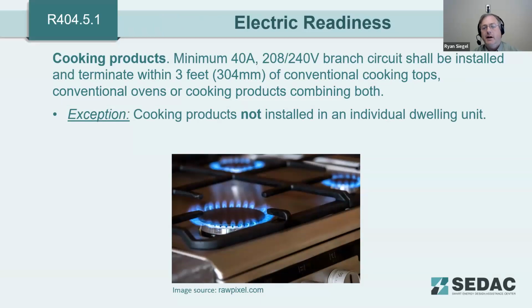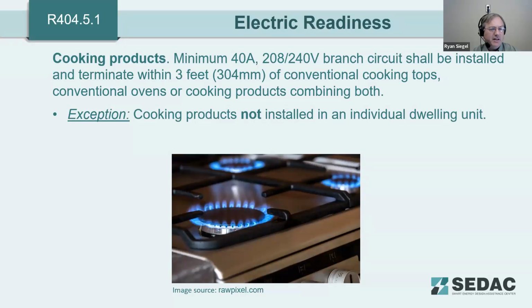As far as cooking, even if we have gas cooking, we do need to bring a minimum 40 amp single phase 208 or 240 branch circuit to within 3 foot of where the conventional cooking top or range would go. Again, the whole concept is this gives people the option going forward. If there's a gas stove, they can go back with a gas stove or they can go back with an electric. It makes the choice much easier rather than saying if we want to switch from gas to electric, oh, now we've got to run a whole bunch of electrical. We have it there for either one.